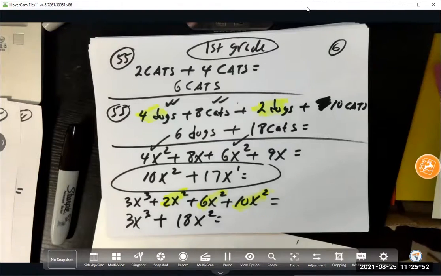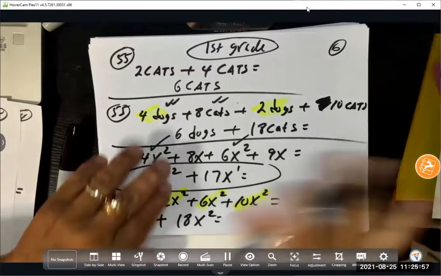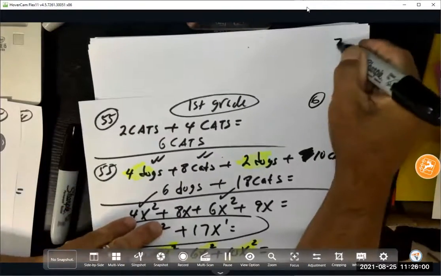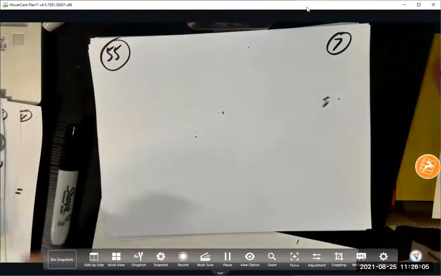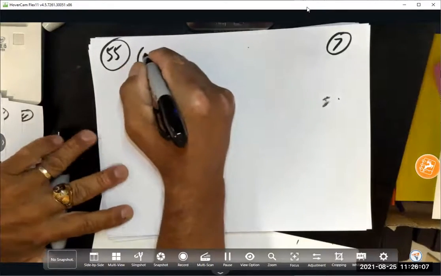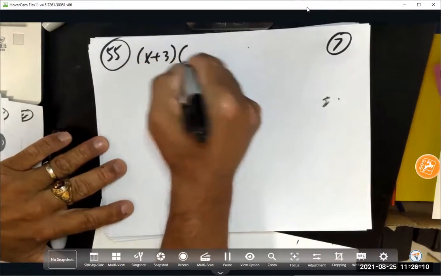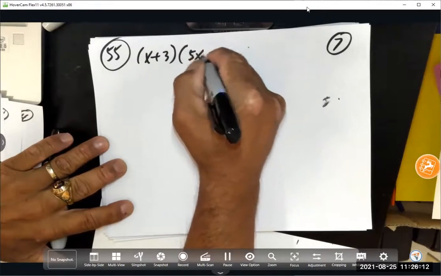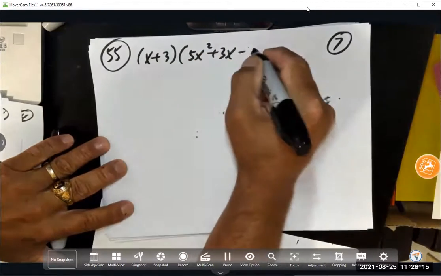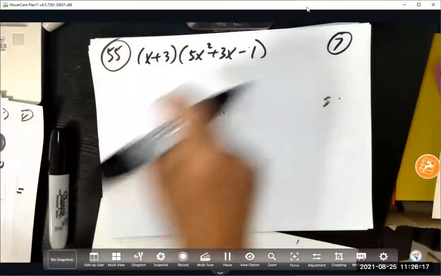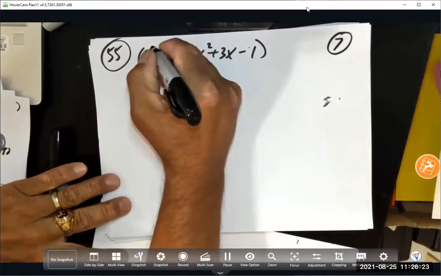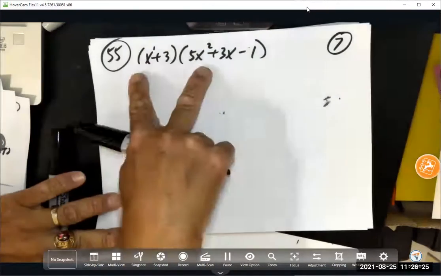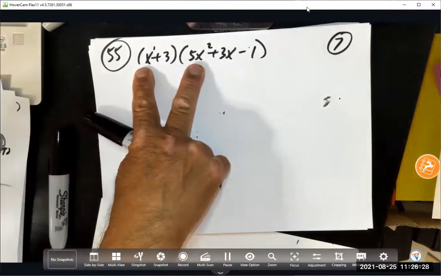So now let me go back to what we just did. I'm gonna do the same kind of problem for 55, but I'm just gonna change the numbers. Brand new numbers. X plus 3, and it was like 5x squared plus 3x minus 1 or something. There you go. Kind of like the one we just did, just different numbers. Ready? So first one, is this a 1 power? Yes. So what is x to the 1 times 5x to the second?